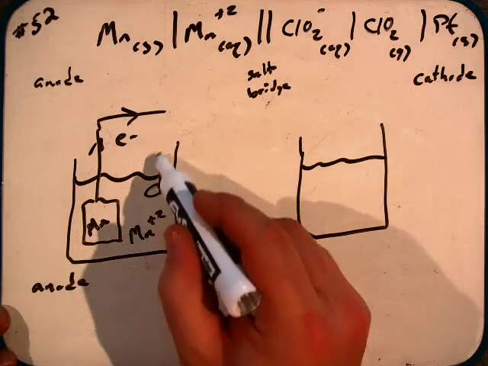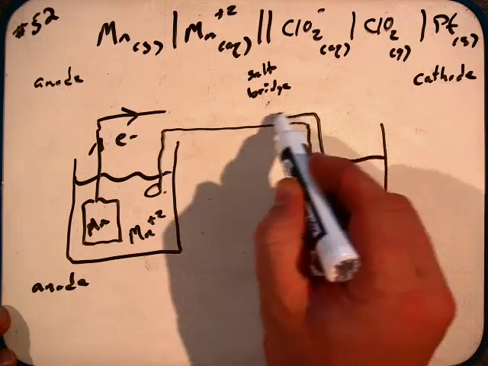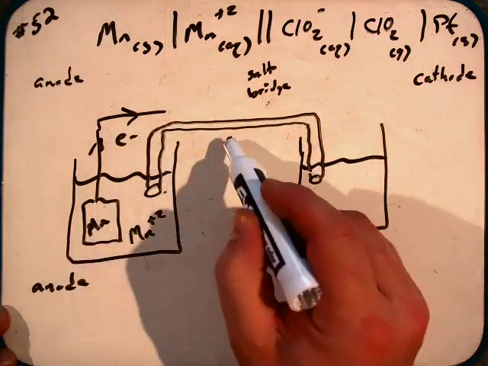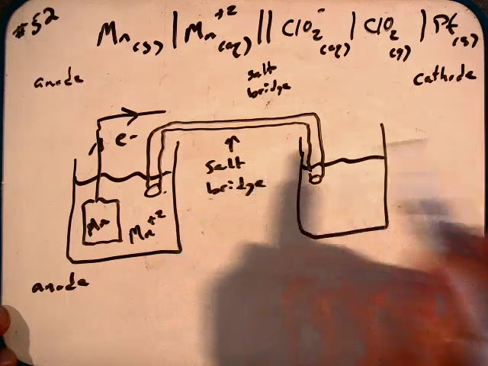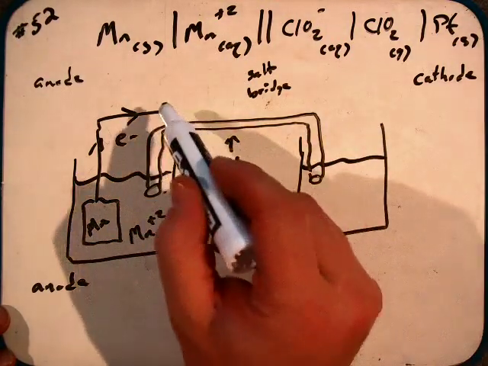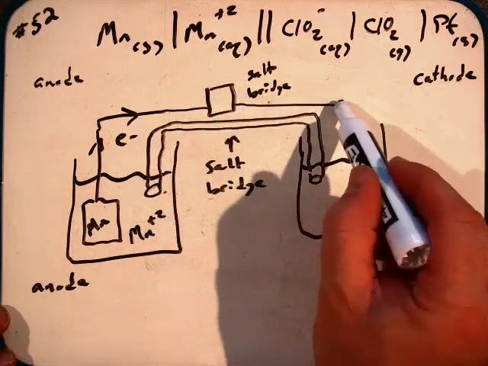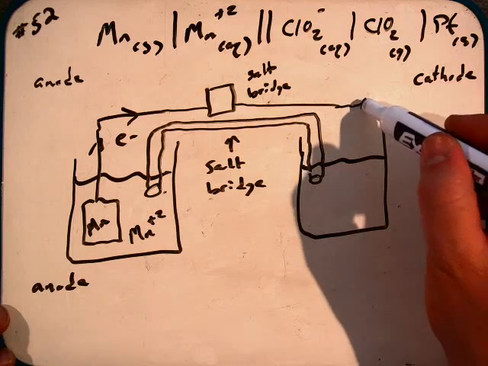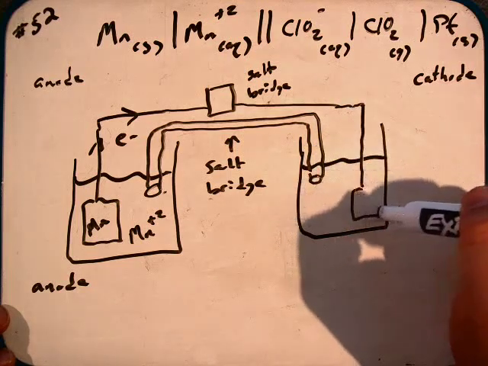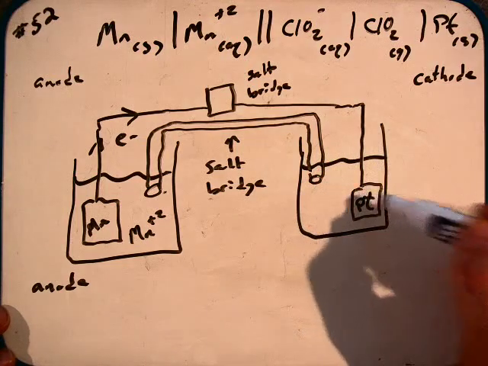Right, we need to have our salt bridge connecting the two solutions. And remember, that's a high electrolyte. We then can pass this through an actual voltmeter, and then we have to bring it down to our other solution. And so our other electrode is the platinum.